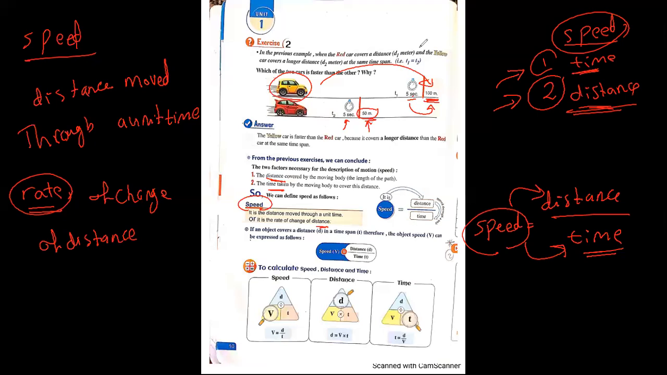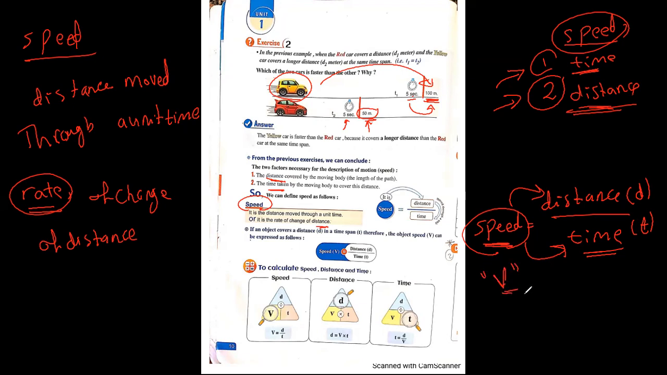Hagar, can you hear me? I can hear you, Miss. Okay. The law of the speed, Hagar: speed equals distance divided by time. Thank you. The symbol of distance is d, the symbol of time is t, and the symbol of the speed is v.